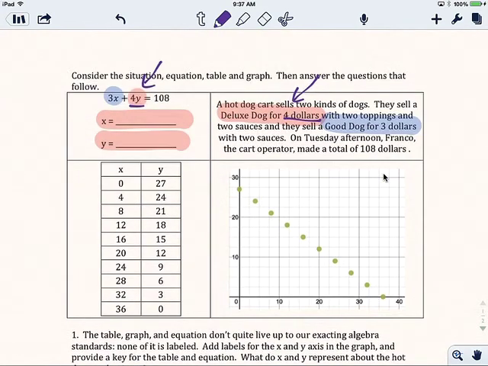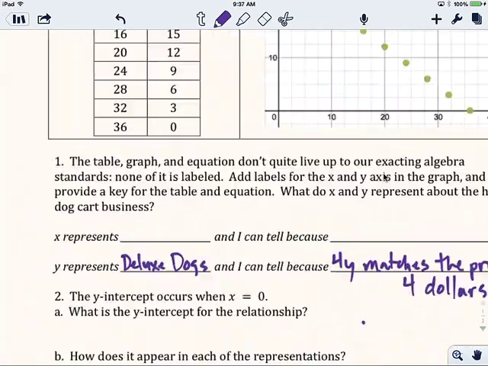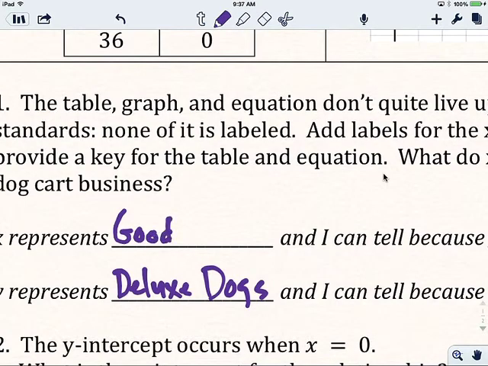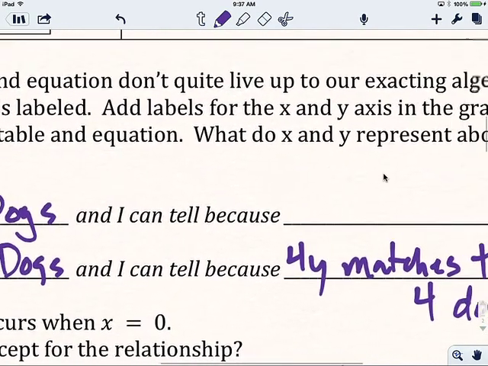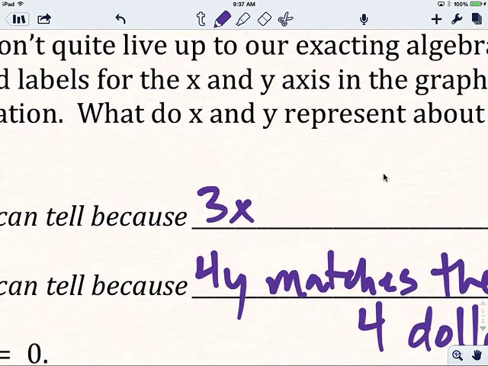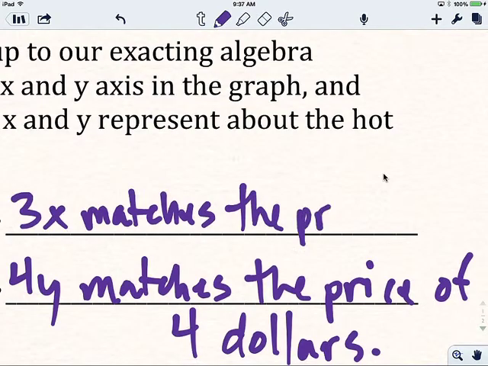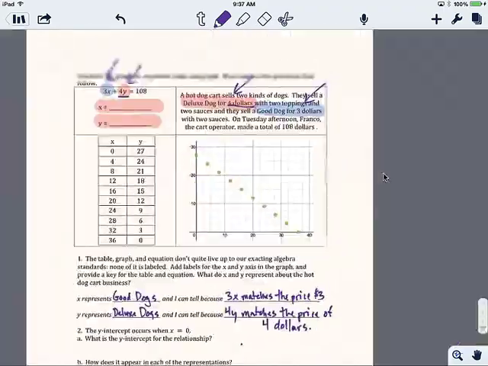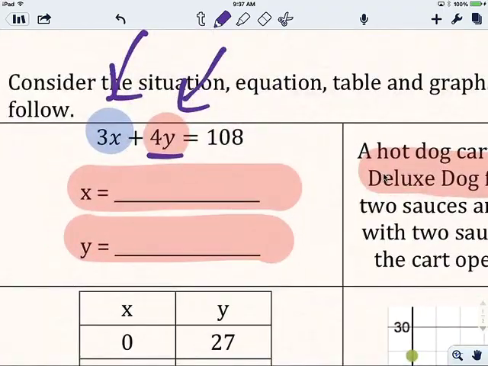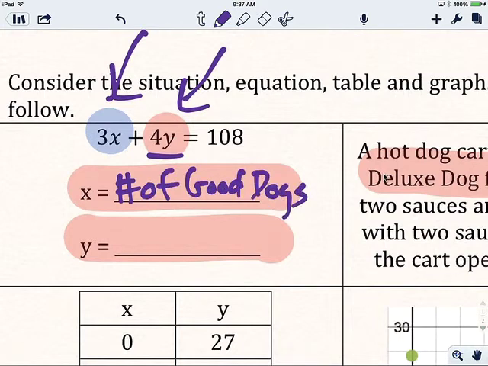Okay, I need to identify x, and so I said good dogs are $3. There's a 3 next to the x, so I think x represents good dogs. And I can tell because 3x matches the price $3. Okay, and so I've made my key, I guess. I need to put x is number of good dogs, and y is number of deluxe dogs.